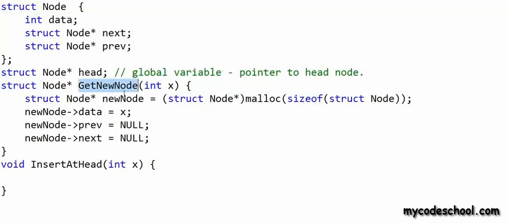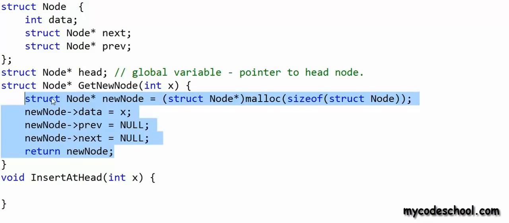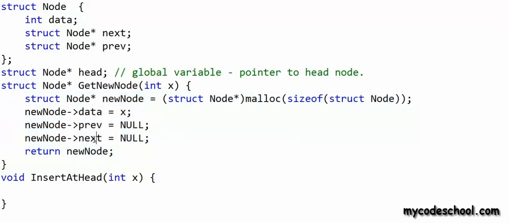I've written a function here named get new node that will take an integer as argument, create a node, filling in the data field as x, and setting both previous and next pointers as null. This function will return a pointer to node, so I will return new node from here. I'm writing a separate function because I can avoid duplicate code by using a separate function for creation of node, because I'm going to create a node for function insert at head as well as in function insert at tail that I'll be writing after some time.